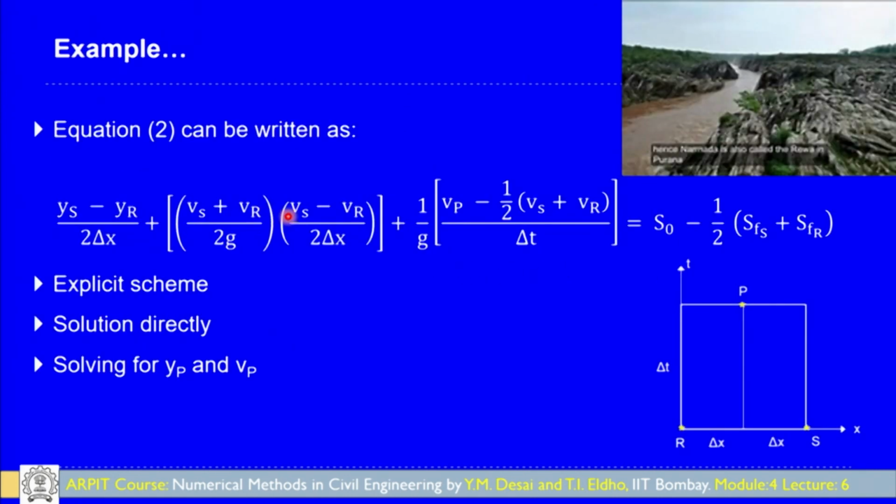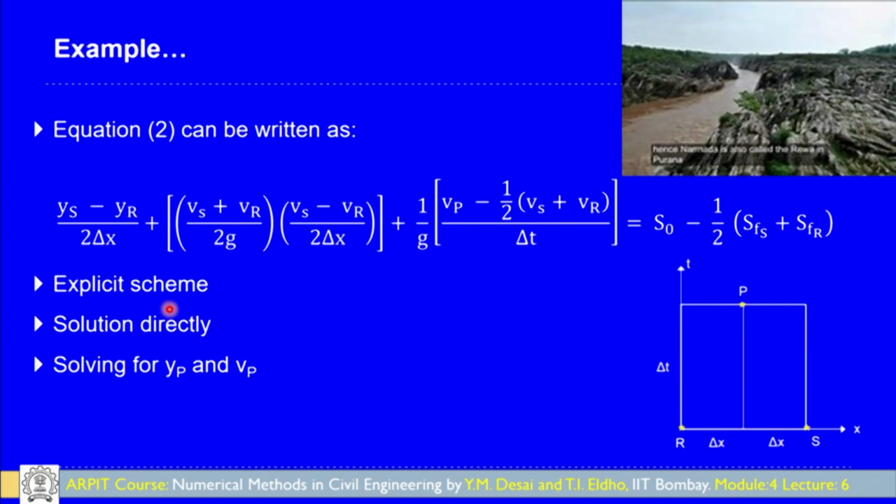In a very similar way, for the momentum equation in one dimension we can write: (ys − yr)/2Δx + ((vs + vr)/2g) × (vs − vr)/2Δx + (1/g) × (vp − half of (vs + vr))/Δt = S0 − half of (SFS + SFR) at this location.